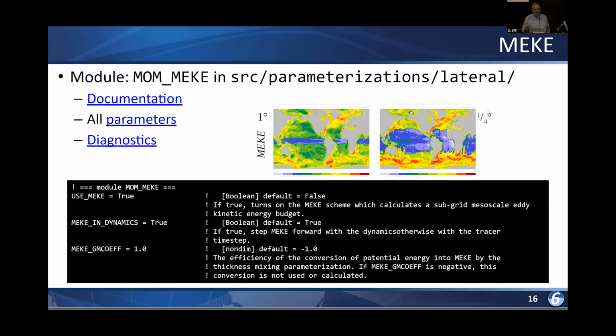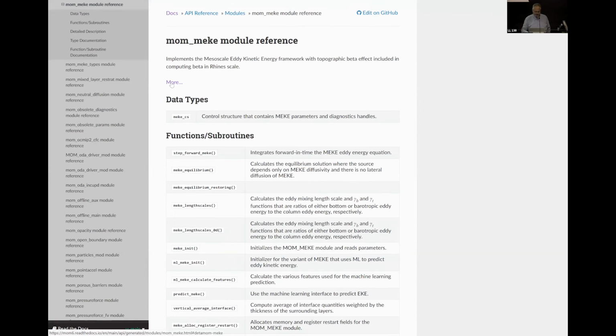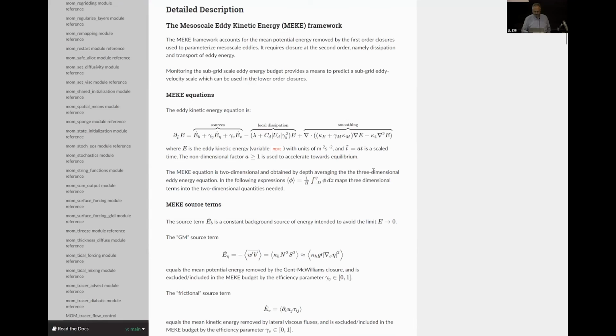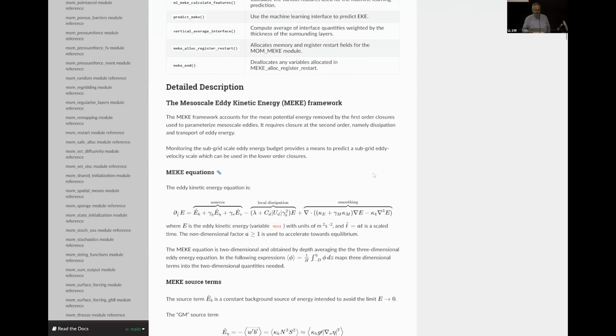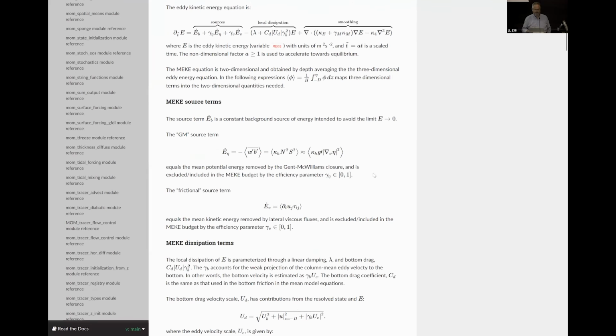One of the schemes which we're actively working on, again, with some people in the room working on this, is the mesoscale eddy kinetic energy parameterization, which we refer to as MEKE. And again, there's extensive documentation for this module. This is actually one of our showpieces for what it should look like. It's end-to-end comprehensive. Everything about the module is actually here. Although I don't know if that's still true, because people have been adding stuff to the module.